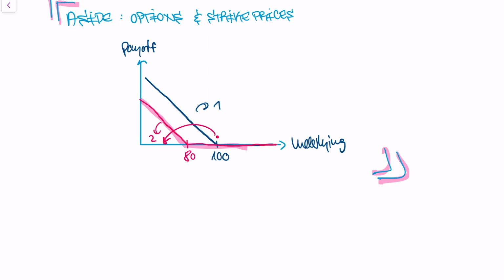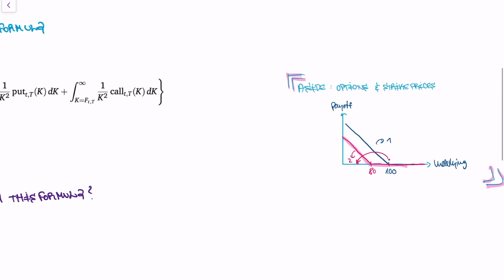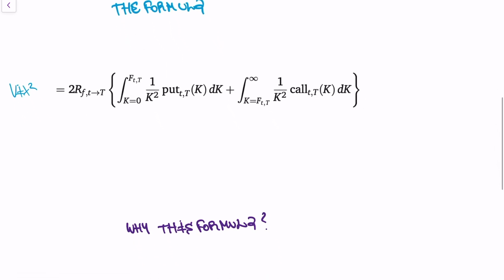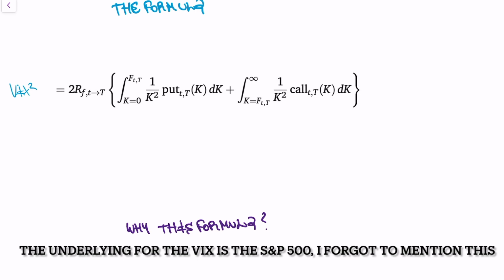So now that we've understood what a put and a strike price is, we can actually look at the formula for the VIX. And this is the formula for the VIX squared. So let's look at this. I know it looks frightening, but let's go through it in detail. So this is the risk-free rate. This is the risk-free rate on a government bond for the next 30 days.